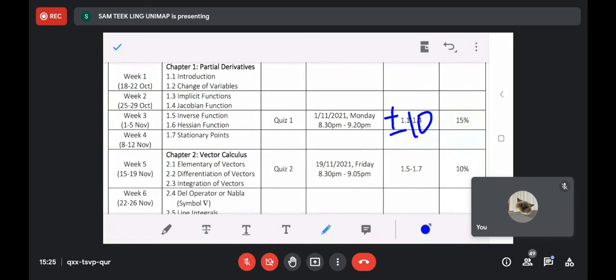Plus minus 10 minutes. I will let you know if there is any change because we follow our course coordinator. Before, it was given as 10 minutes to upload because we are scared some internet has problems. So if your internet has problems, don't panic. You let me know, then you can WhatsApp me your answer or email me the answer, but you let me know first.